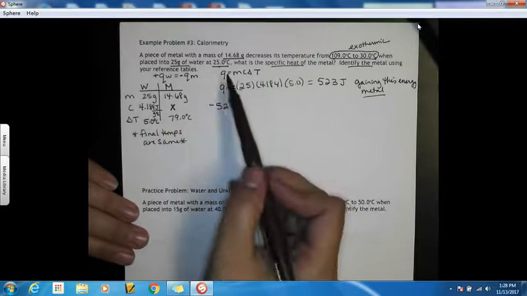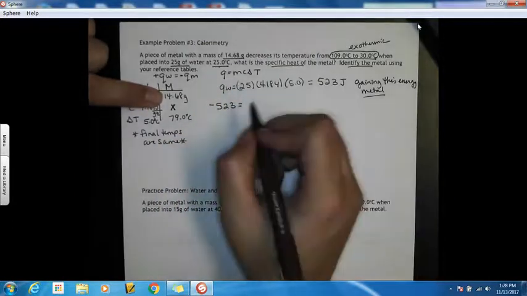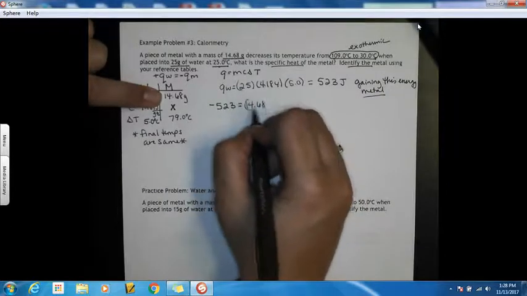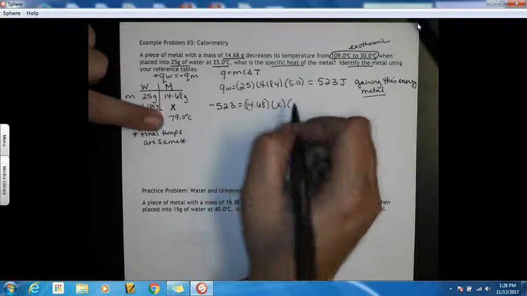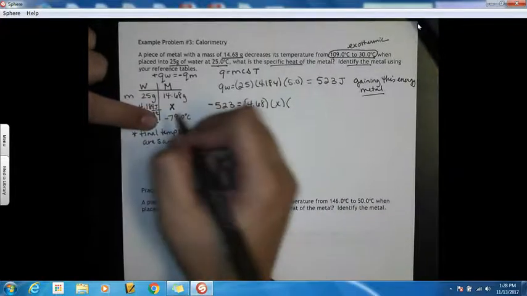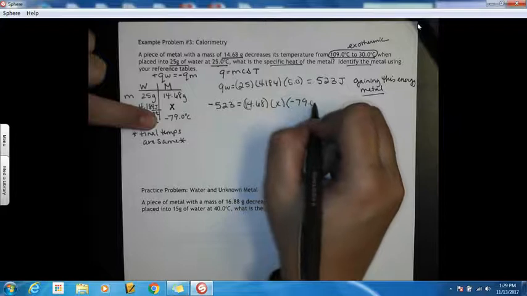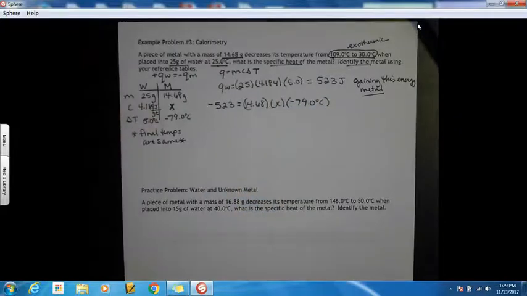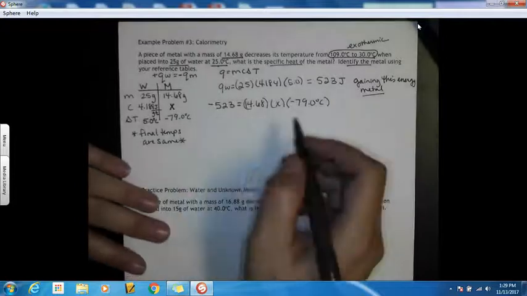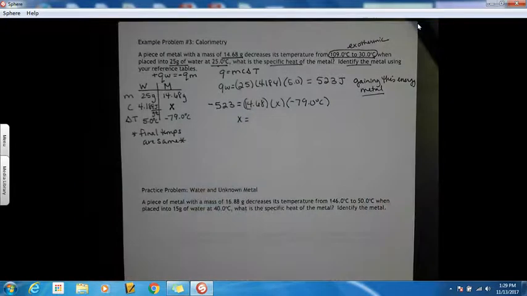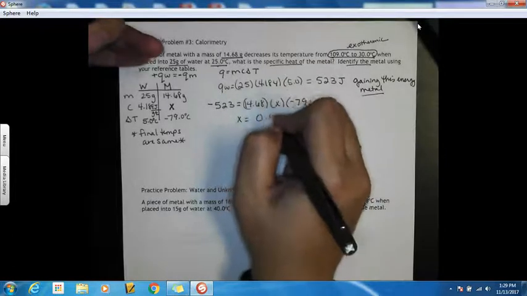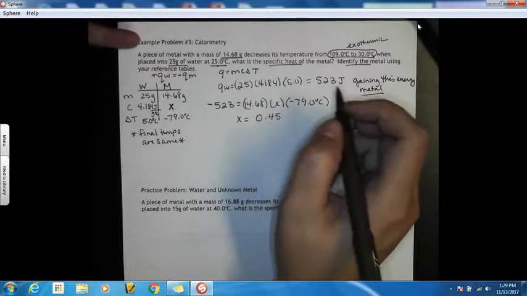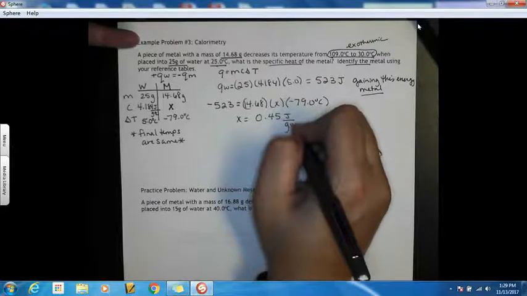And that would have to be equal to the mass of the metal, which is 14.68, times specific heat of the metal, which we don't know, times the change in temperature of the metal, which was negative 79, because it decreased its temperature. And so then we solve for x. Of course, our negatives will cancel out. And we get that x is 0.45 joules per gram degree Celsius.